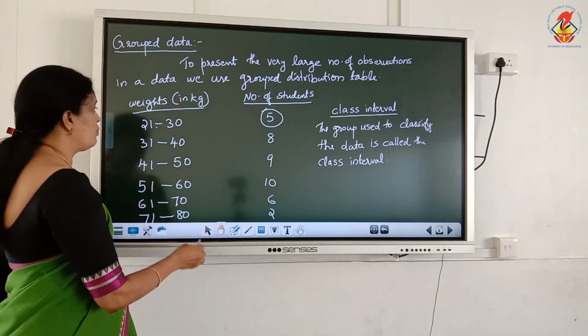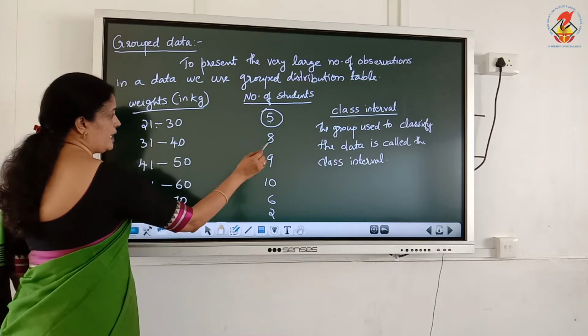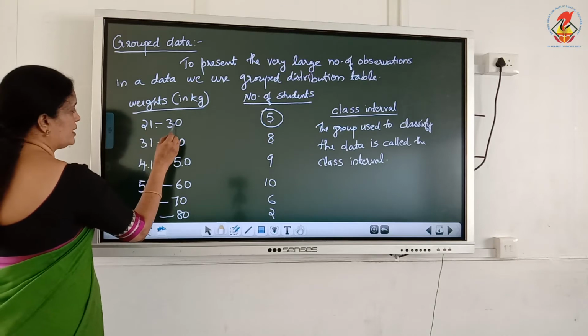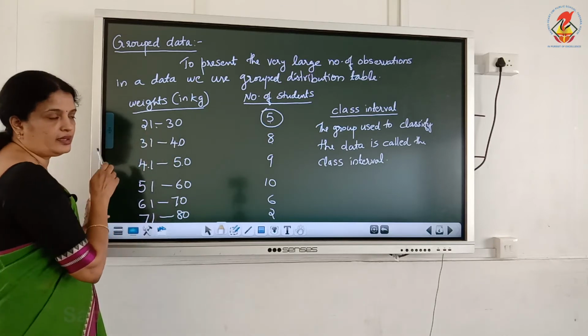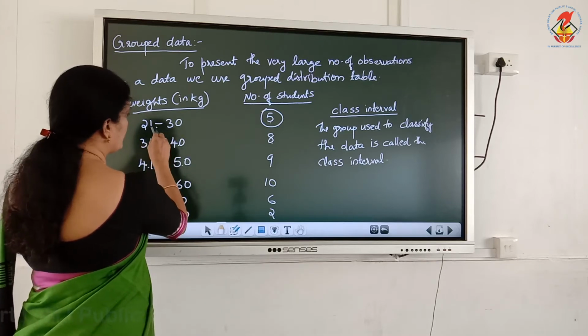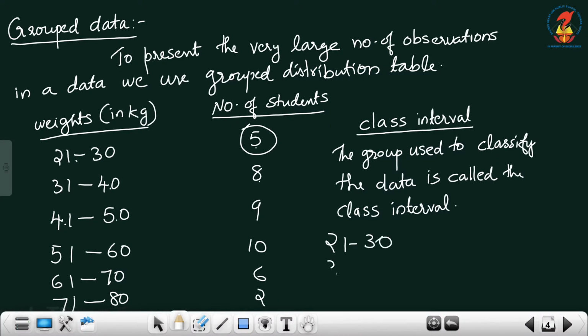What is the frequency of this class? 21 to 30, 5. What is 31 to 40? 8 students. 41 to 50, 9 students, and so on. What is the class interval? The group used to classify the data is called the class interval. Here 21 to 30, this group used to classify the data is called the class interval. 21 to 30 is a class interval. Next, 31 to 40 is a class interval.